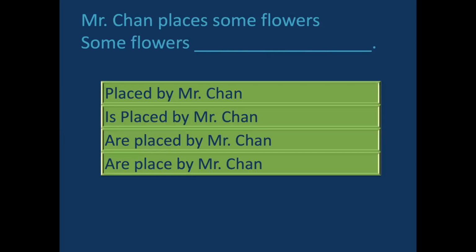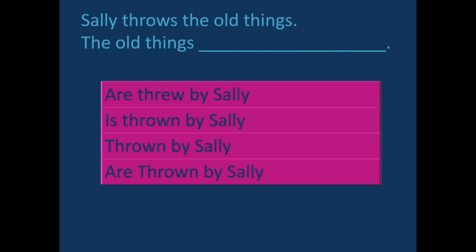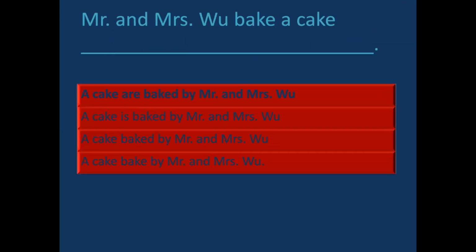Mr. Chan places some flowers. So when we change it to passive voice, the receiver, some flowers, are placed by Mr. Chen. Sally throws the old things. Same as the last question, you guys know the drill. The old things are thrown by Sally.